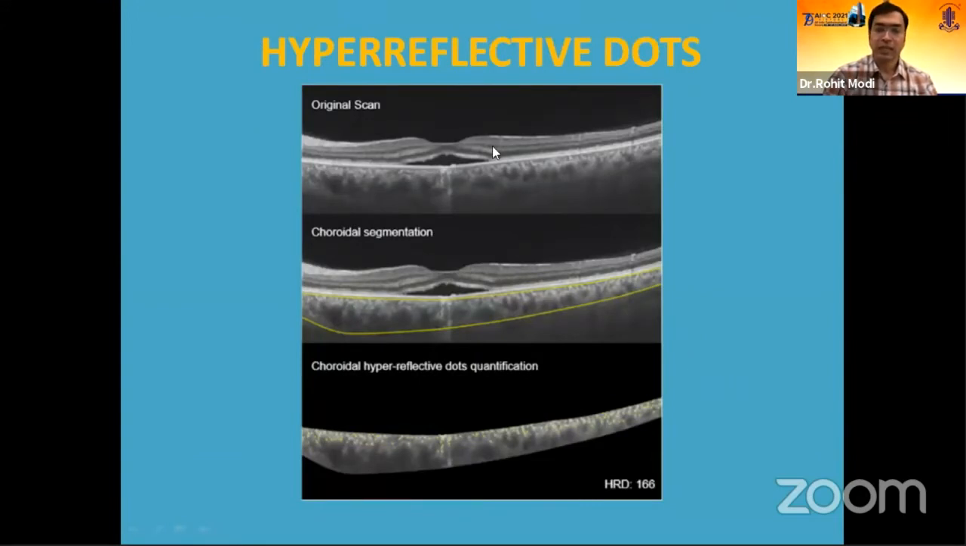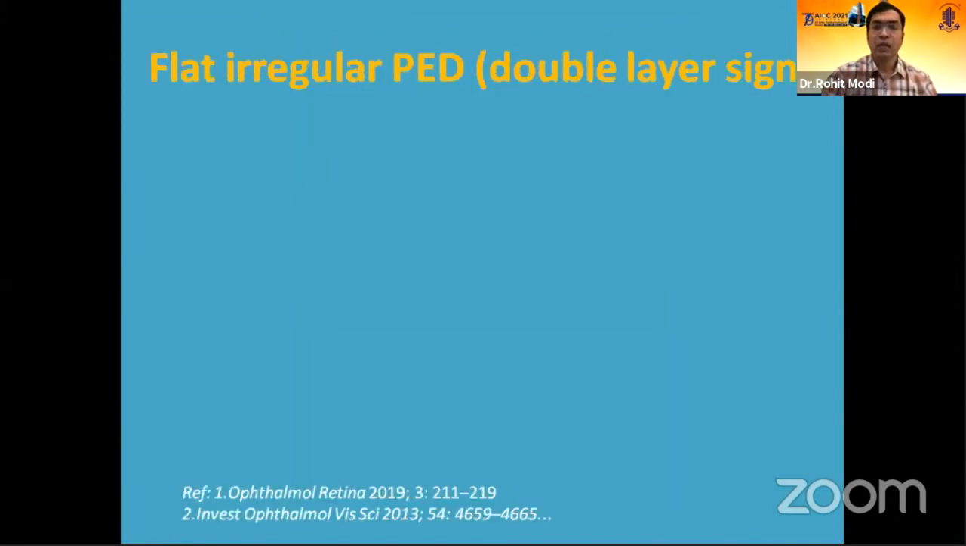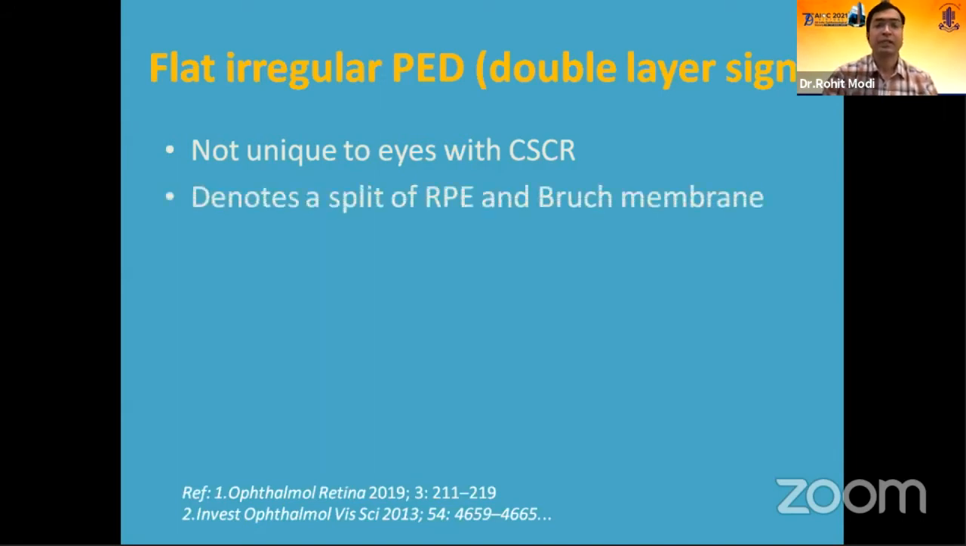The original scan is at the topmost. The middle scan shows the choroidal boundaries, and finally the choroidal hyperreflective dots quantification is done. Another interesting sign is the flat irregular PED sign, which can be picked up on regular SD-OCT. It's not unique to CSR patients, and it denotes a split in the RPE and the Bruch's membrane.